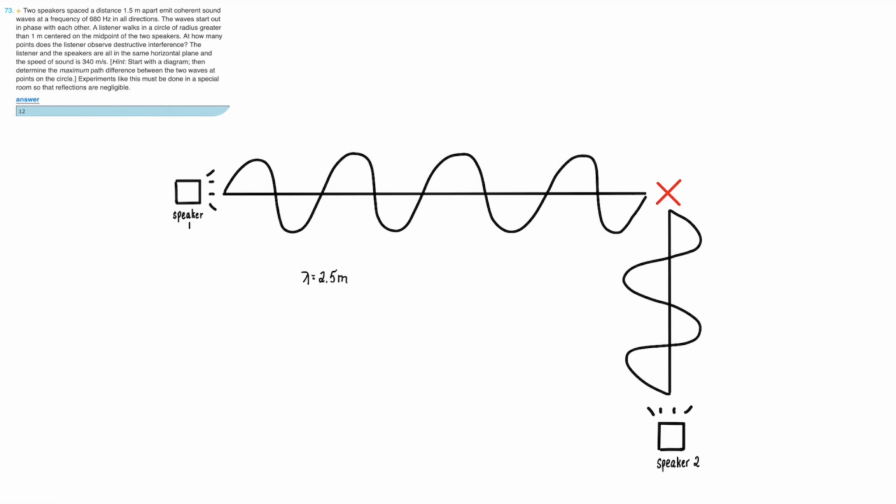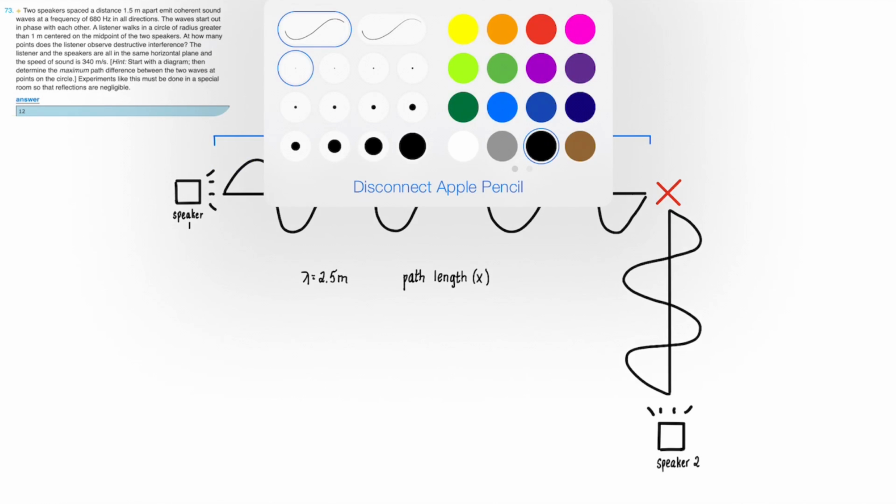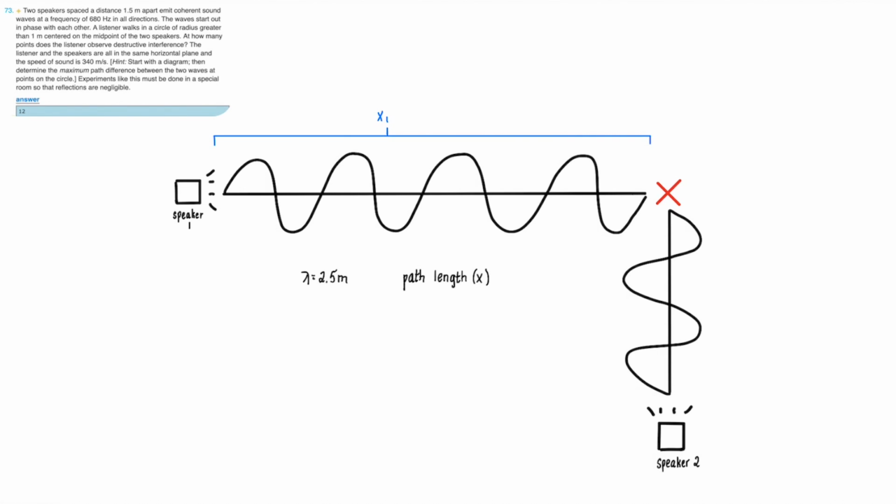Now the distance that the sound has to travel from its source to its destination is what we call the path length. So in this case, the source would be one of the two speakers, and the destination would be the red X. So the path length for speaker 1 would be this distance right here, and the path length for speaker 2 would be this distance over here, which we're going to denote as x2.